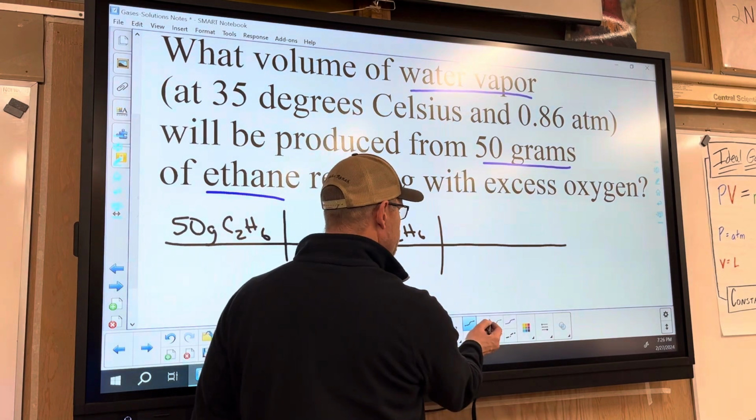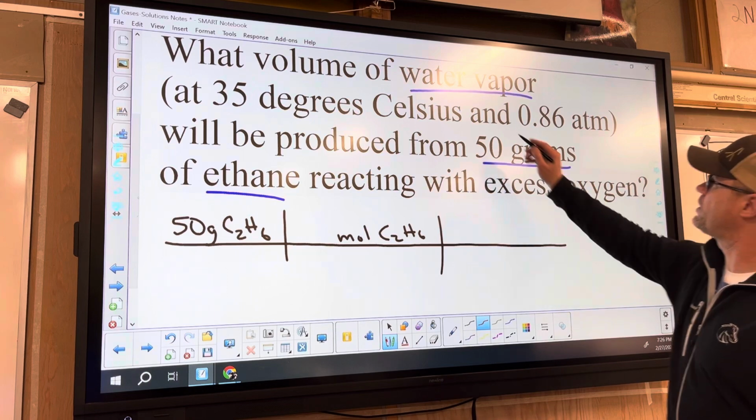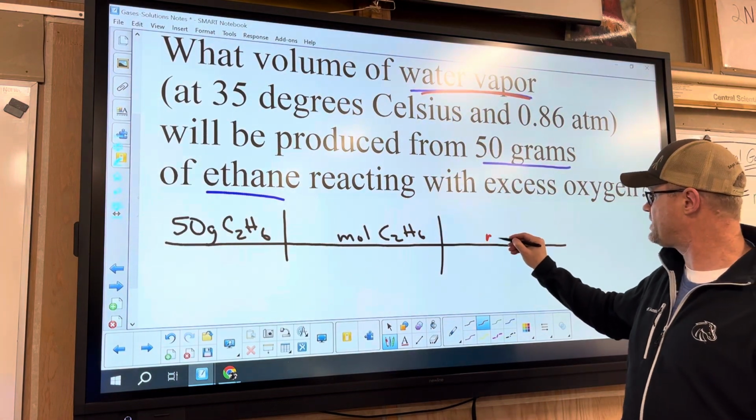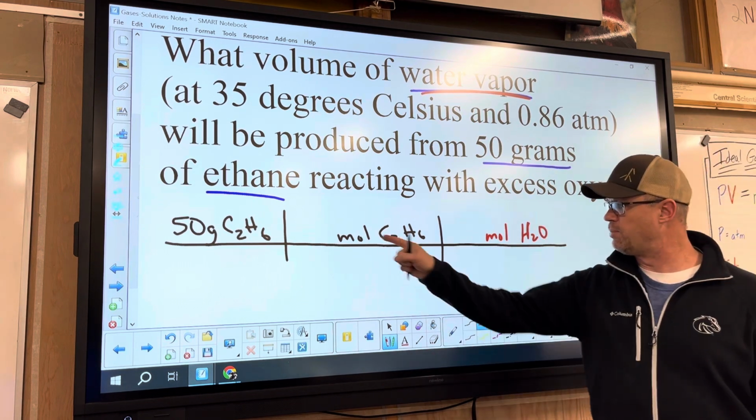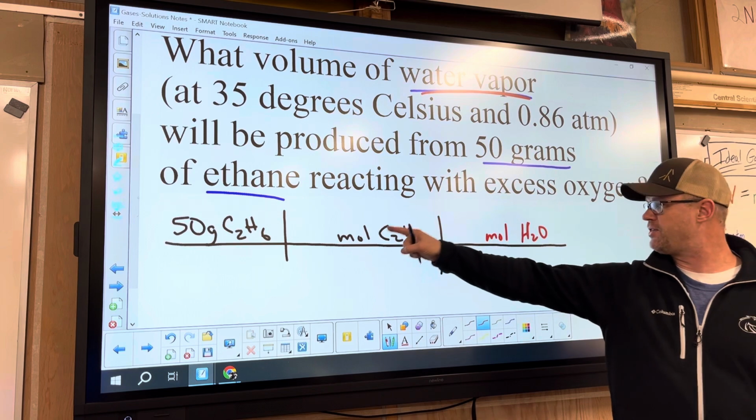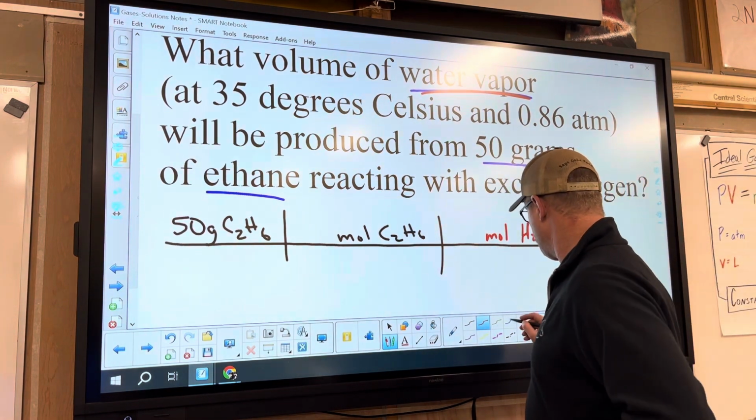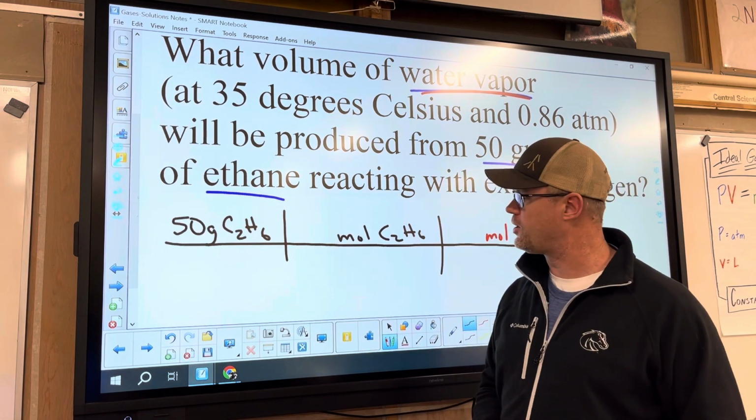Here comes the crucial spot. I am looking not for excess oxygen, I'm looking for water vapor. So I'm going to turn this last step into moles of H2O. From the black to the red, I went from ethane to water. That's the key spot, okay? Now, let's do the mechanical stuff.